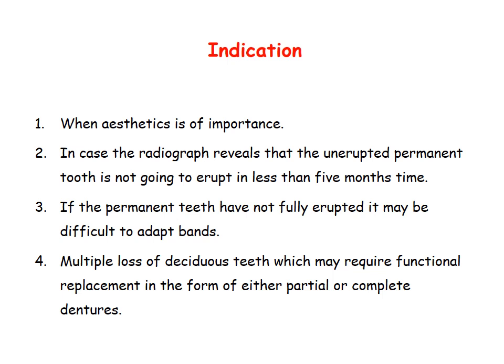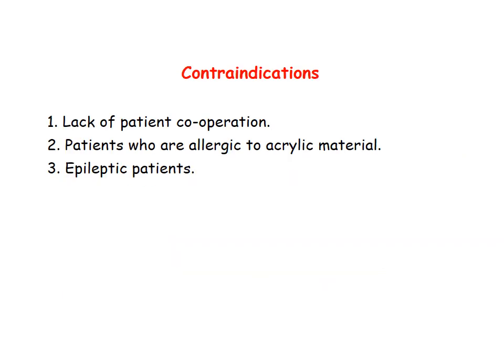Other indications: in case the radiograph reveals that the unerupted permanent tooth is not going to erupt in less than 5 months; if the permanent tooth has not fully erupted and a band is difficult to adapt on partially erupted teeth; and if there is multiple loss of deciduous teeth which may require functional replacement in the form of either partial or complete dentures. The contraindications are lack of patient cooperation, patients allergic to acrylic material, and epileptic patients.